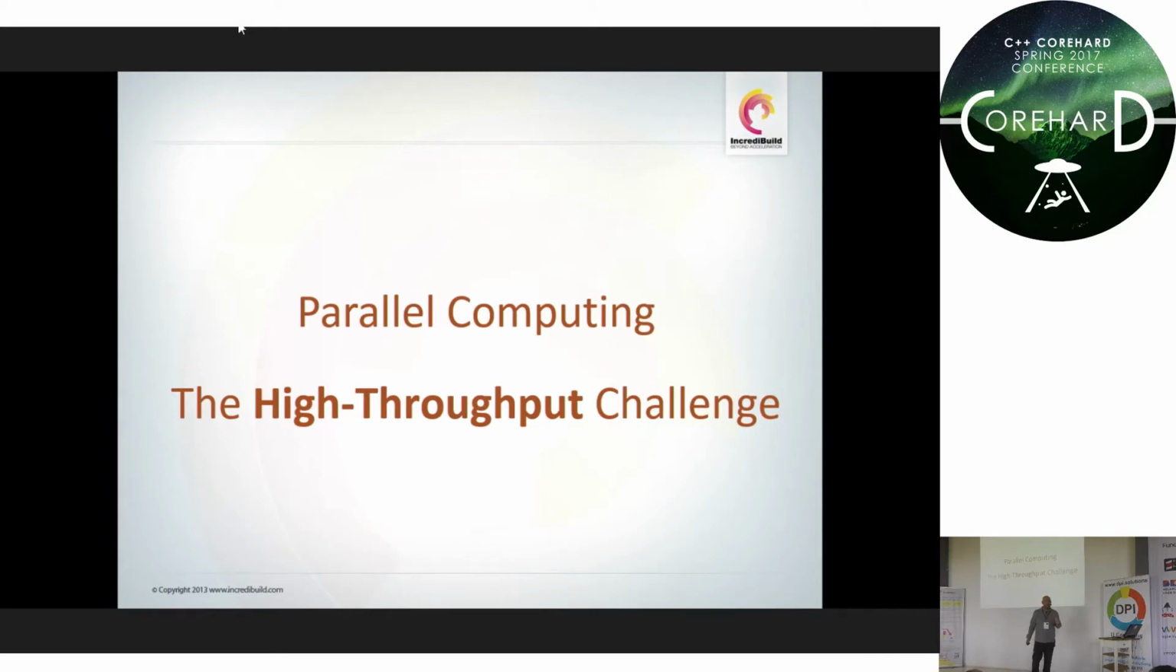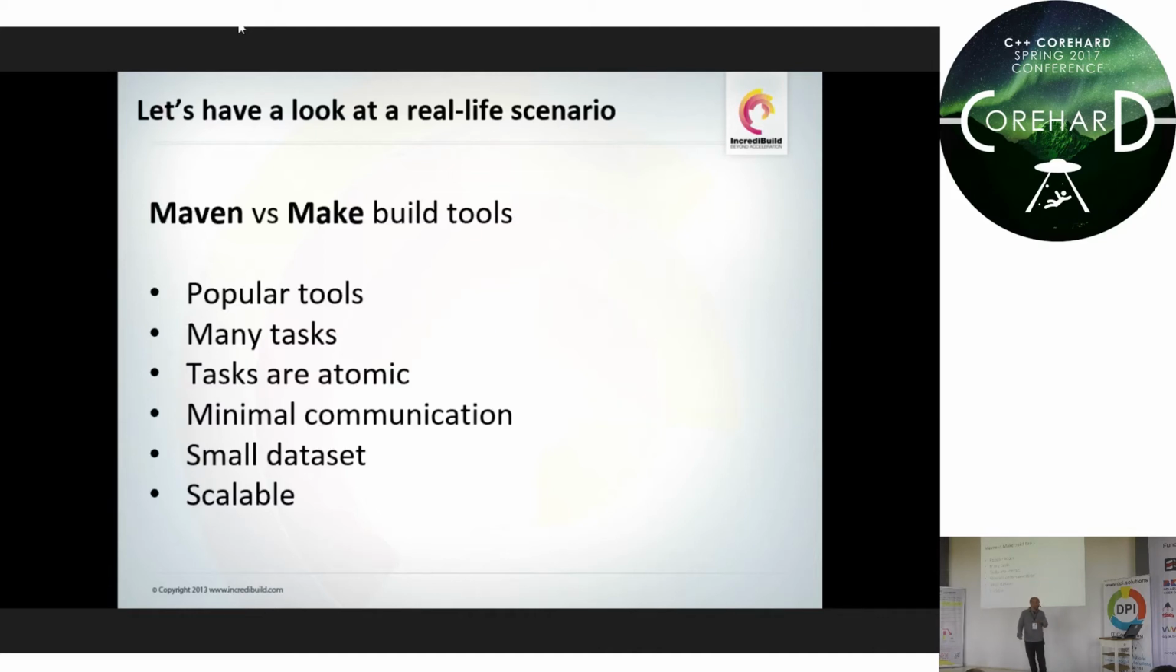So one of the main challenges, as I said, is when you have a lot of tasks, a lot of compute, high throughput, and that's a real challenge. In order to take a real-life scenario of this, I'm going to compare two tools. I'm not sure if everyone is familiar with these tools. These are very popular tools, Maven and Make. They are both build systems, so we can compare them. Maven is a Java build system, and Make is usually used for C++ code builds.